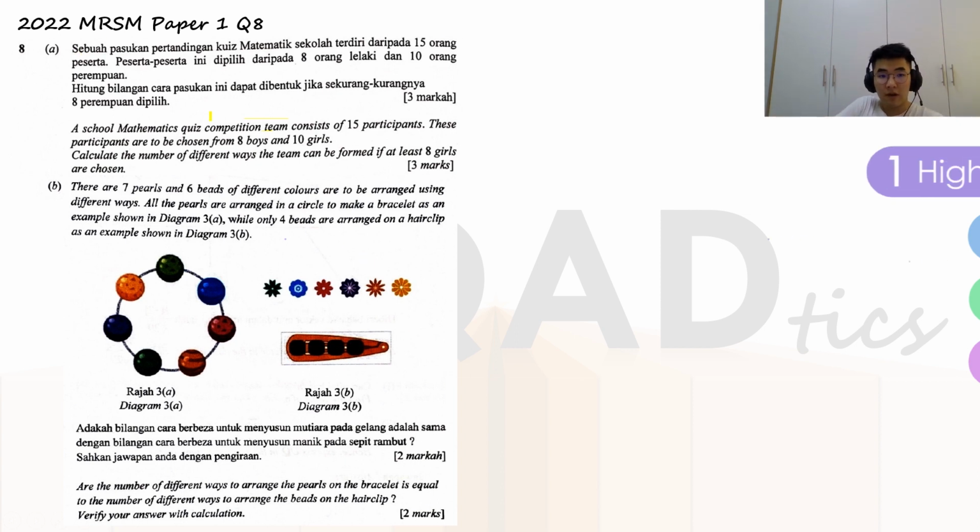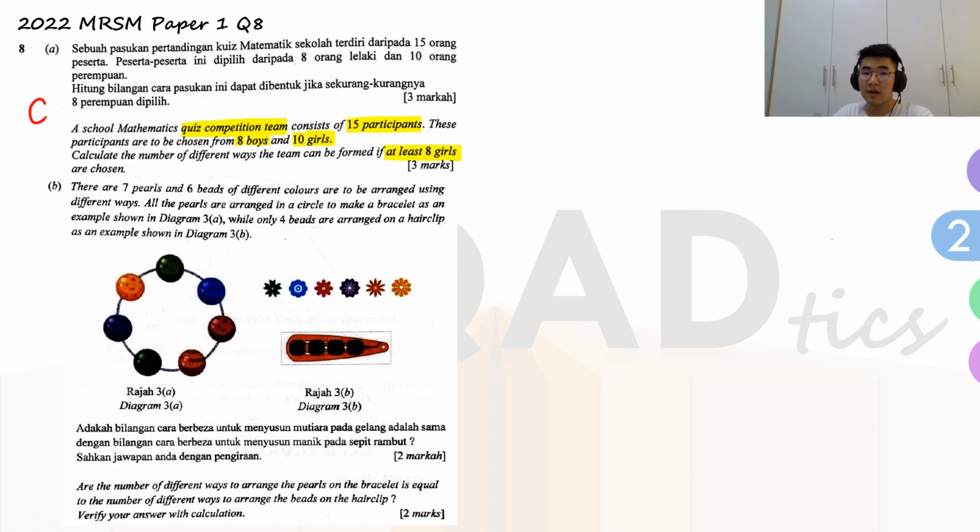For the first part, the things we can highlight is there is a quiz competition team and we need 15 participants, and we can select these participants from these 8 boys and 10 girls. We need to find the number of ways that we can form this team if we need at least 8 girls. This question involves forming groups, so this is actually a combination question, because I just need to select that student inside my team. I wouldn't need to know whether this selected student is the first to select, the second to select, third to select, and so on. We just need that student to be in my team, and that's it.